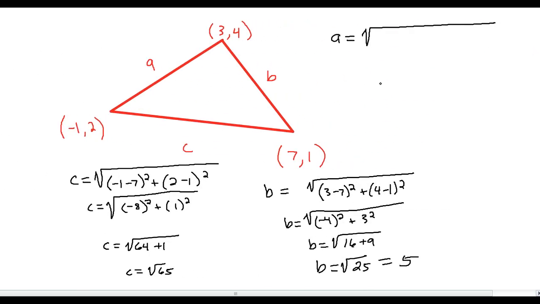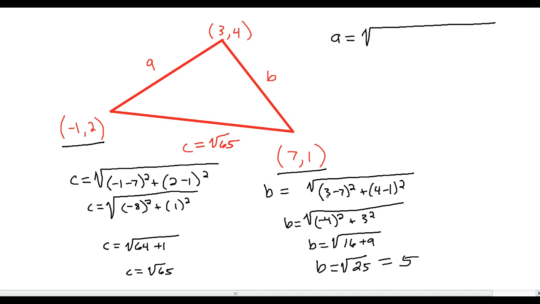Okay, here's a triangle problem where we're supposed to find the perimeter of this triangle. Now, the perimeter is the distance around. In order to find the distance around, I need to find the length of each of the sides of this triangle. So for C, I find the distance between (-1, 2) and (7, 1). So here's the work for C. Now, I can just go ahead and put up here that C equals the square root of 65. Now for B, that's the distance from (7, 1) to (3, 4).